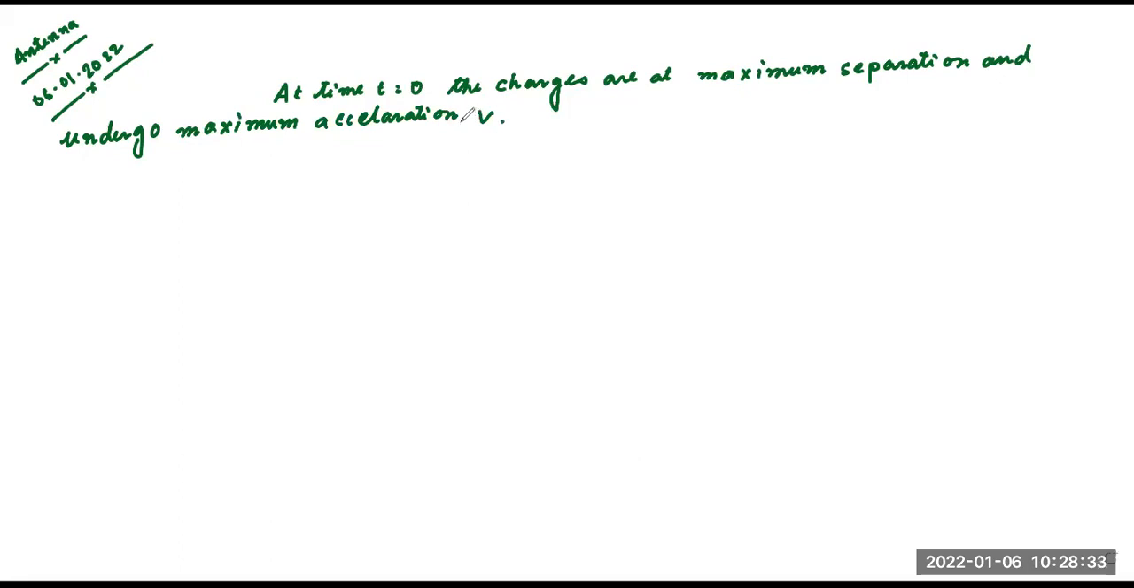As they reverse the direction, at this instant the current I is 0. At 1/8 period later, the charges are moving towards each other, and at 1/4 period later, they pass the midpoint. So let us draw it. If I draw it, you will understand.